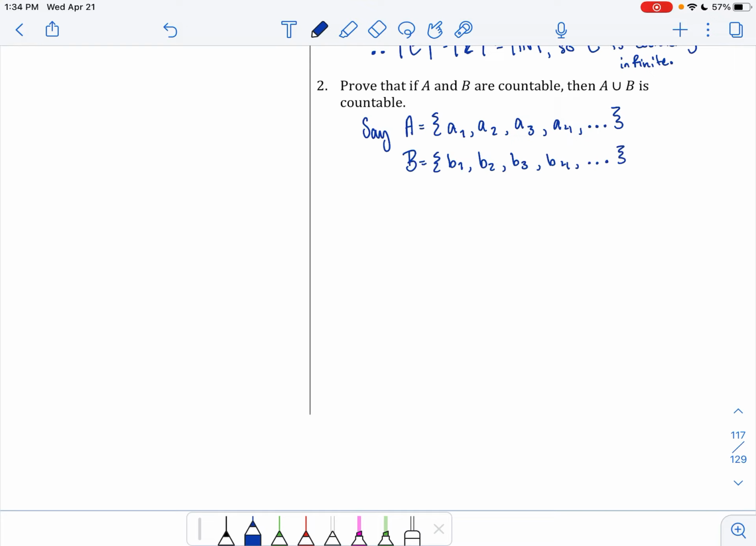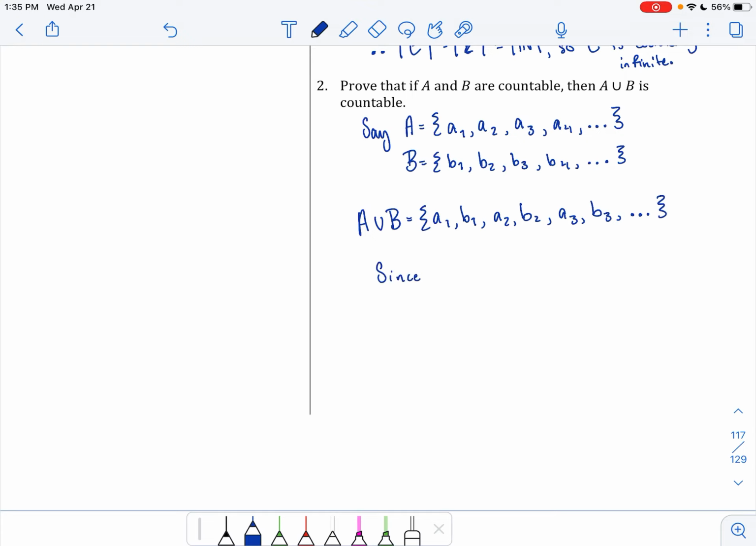Now I want to write out A union B in a way that I can count them. I want to be able to list them. So I'm going to use a similar logic to what we used when we were doing the positives and negatives for the integers. So I'm going to say A1, then B1, since we want to include in our intersection every element from both of these sets. Next would be A2, B2, A3, B3, and I think from here on we've established our pattern.